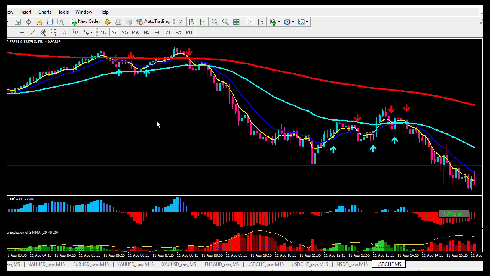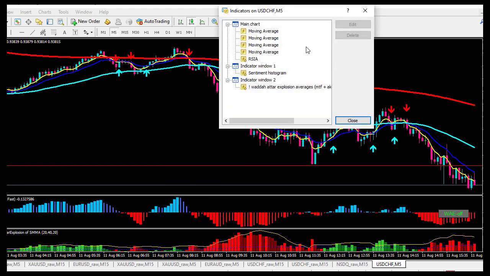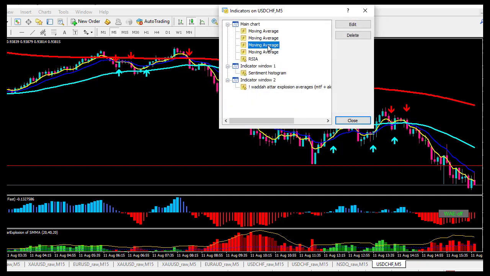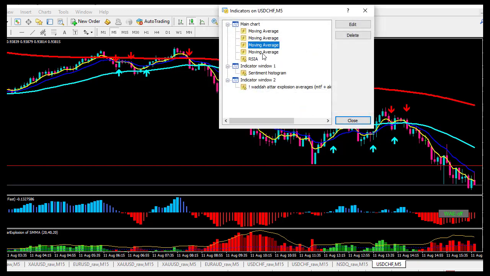Now let me show you the settings for this particular setup for all the indicators on my chart. So the first indicator I use is moving average 5, the yellow color. MA method, exponential, apply to close. The next one I use is 13th period, 13, shift 0, MA method, exponential, apply to close, and the blue color. And the next one I use is 50, aqua color, exponential, close, still the same thing, just change the value and the color.